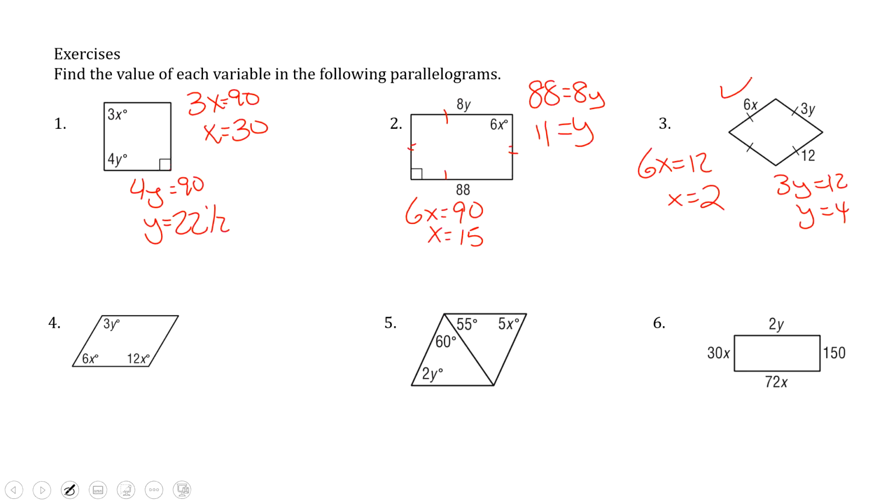Okay. They don't tell me anything about this one. What am I going to do? I'm going to start with these two. I know consecutive angles are supplementary. So 6x plus 12x has to equal 180. So 18x equals 180. So x equals 10. Does that make sense? Does everybody see that? Okay.